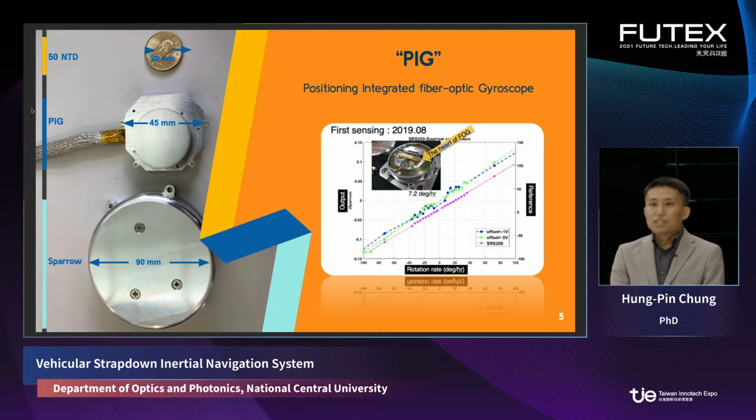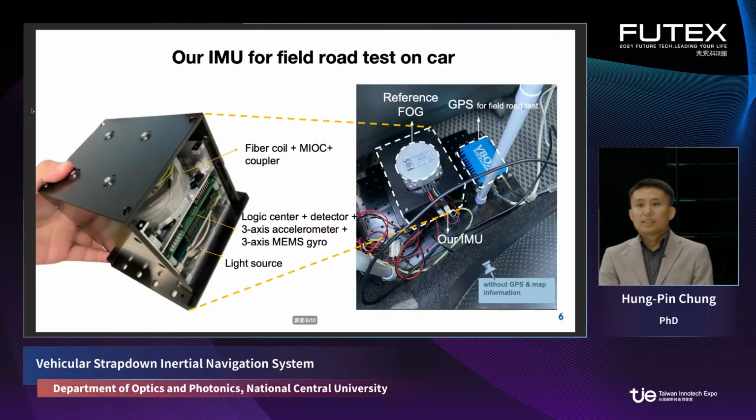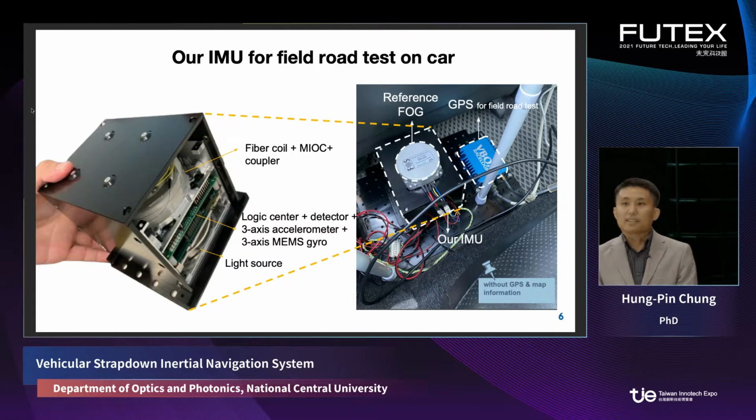So the first result is from the bigger one, which is the Sparrow. The first sensing was two years ago. We can see it on the right-hand side of the slide. We can reach 7.2 degrees per hour resolution in our first sensing. We use the Sparrow as a bigger FOG, combined with a 3-axis MEMS gyro, a 3-axis accelerometer, and the logic center and detector. So we constructed the prototype of an IMU, which is an inertial measurement unit, for the road test.